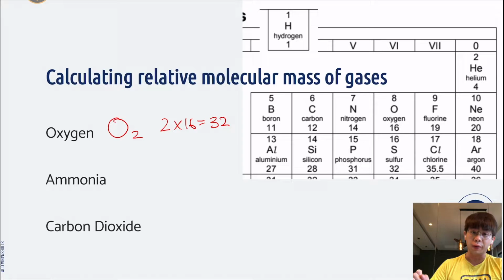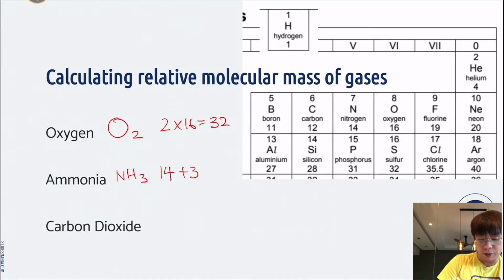Right? What about ammonia? Now, ammonia's formula, we must remember, is NH3. NH3 means that in each molecule of ammonia, there is 1 nitrogen atom and 3 hydrogen atoms. So, nitrogen, if you look at the periodic table, is 14. And then, hydrogen, there's 3 of them. So, it is 3 times 1. So, ammonia is 17.